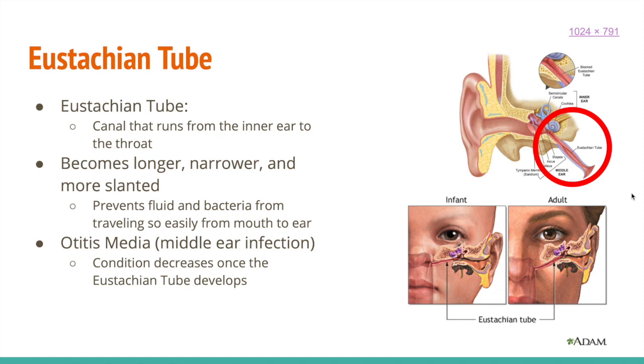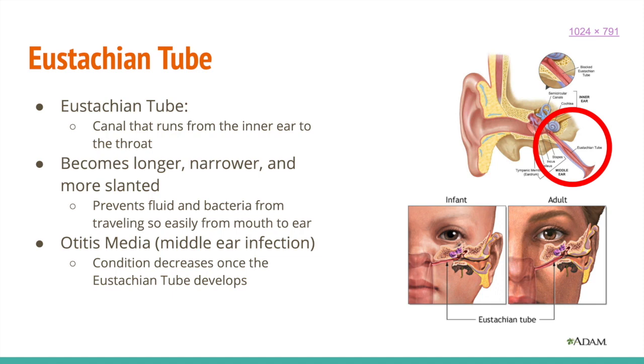Secondly, in the chapter, it talks about hearing problems, and this is due to the developing of the Eustachian tube. The Eustachian tube is a canal that runs from the inner ear to the throat, and from infant to adulthood, it becomes longer, narrower, and more slanted. This prevents fluid and bacteria from traveling so easily from the mouth to the ear.